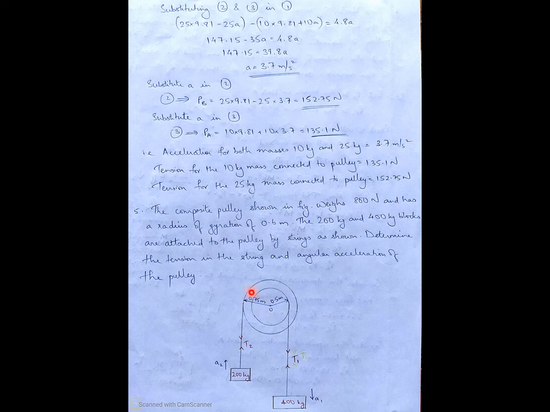So the figure is given in the question itself. It's a composite pulley, which means there are two circles. The inner circle is 0.5 meter radius, the outer circle is 0.75 meter radius. The inner circle is connected to a string, at the end of which there is a mass of 400 kilogram, and to the outer circle there is a mass of 200 kilogram. So this is the figure. Now let us see how to do it.